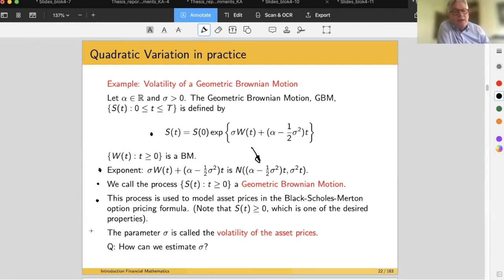And now this parameter sigma is called the volatility of the asset prices. It's something like the uncertainty in the asset prices. It's related to the zigzag curve that we often encounter if we look at stock prices. And the question could be, how can we estimate sigma from a specific price path? And this, we will see, will be related to the quadratic variation.